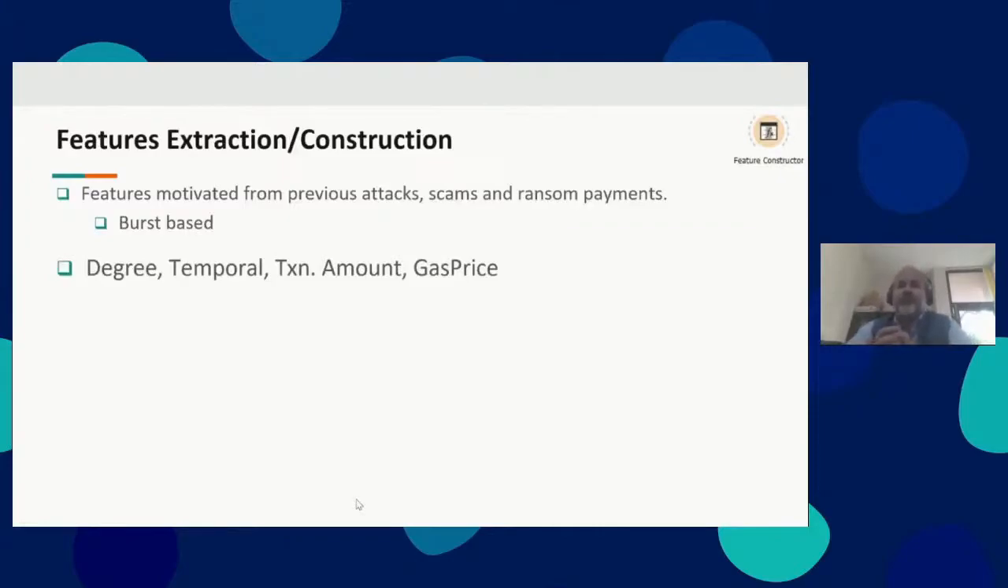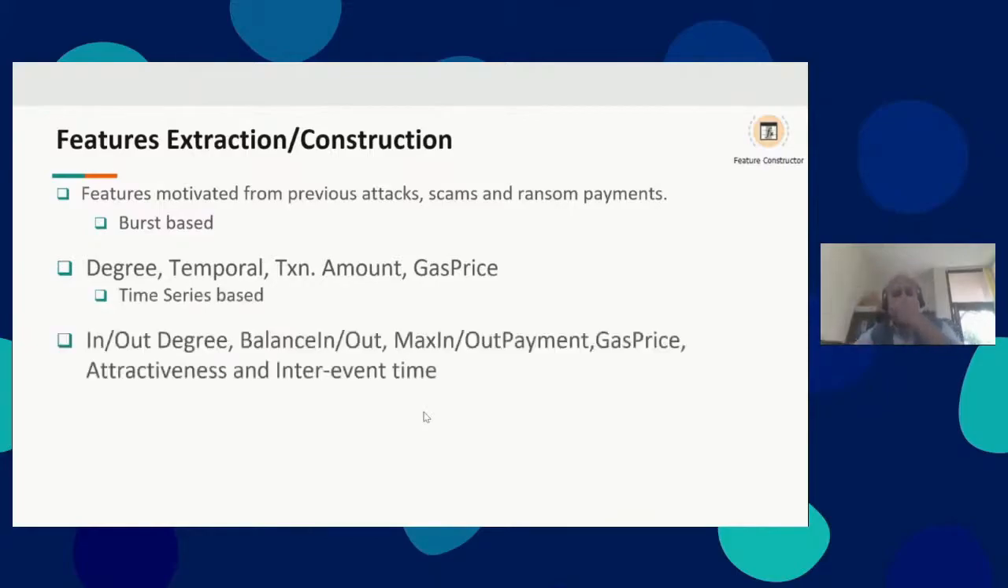Some of the features that have been used by attackers are burst based. For example, degree. We already showed you that the degree has a bursty behavior, temporal distance has a bursty behavior, transaction amount has bursty behavior, gas price also has bursty behavior. And then we also look at in-out degree, balance in and balance out, maximum in payments, maximum out payments, gas price, and attractiveness, which is basically a measure of the neighborhood stability, and inter-event time.